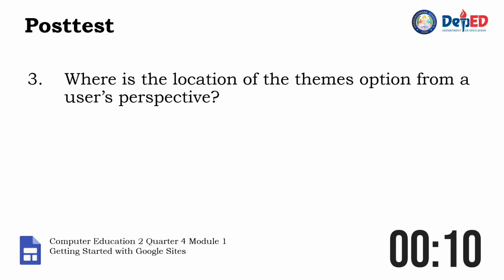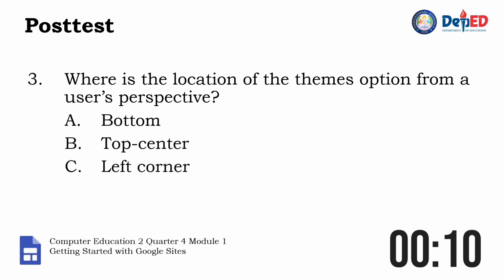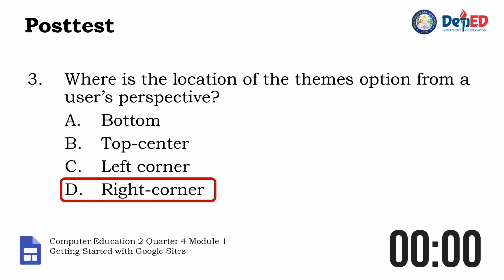3. Where is the location of the themes option from a user's perspective? A. Bottom. B. Top center. C. Left corner. D. Right corner. If your answer is D, then you are correct.